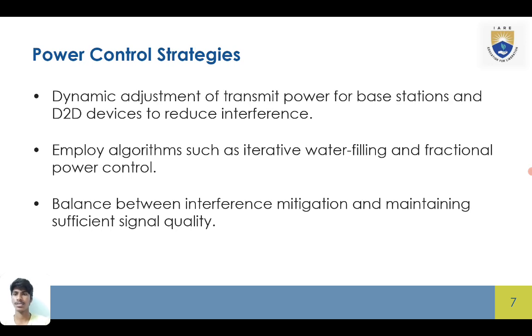Power control strategies. Dynamic adjustment of transmit power for base stations and D2D devices to reduce interference. Employ algorithms such as iterative water filling and fractional power control. Then, balance between interference mitigation and maintaining sufficient signal quality.